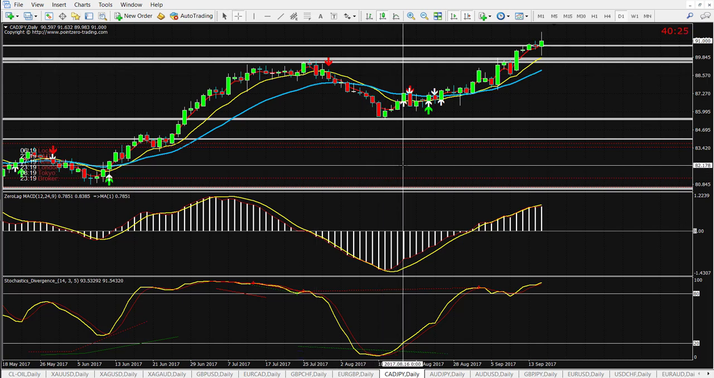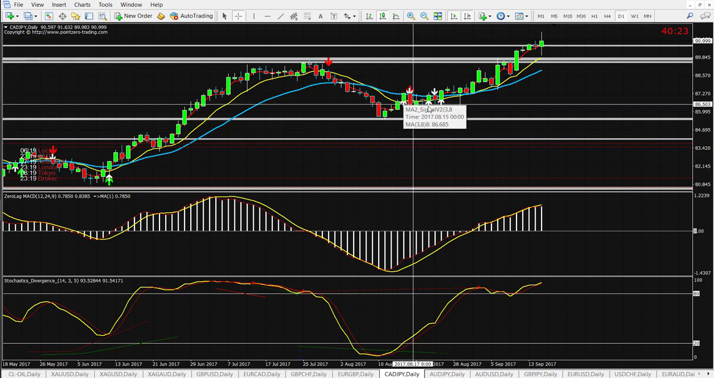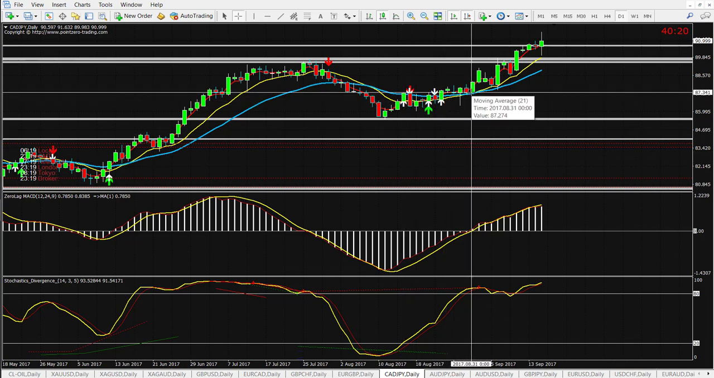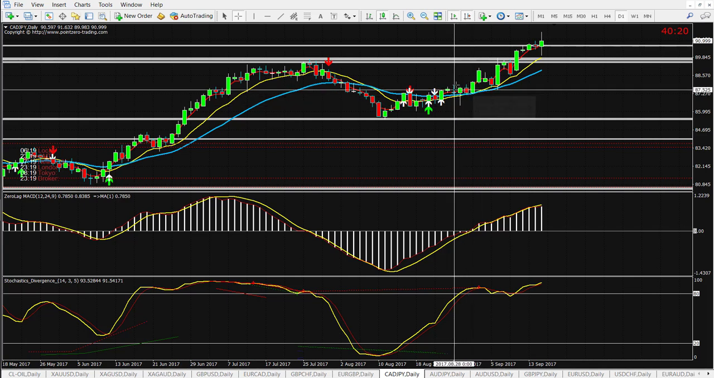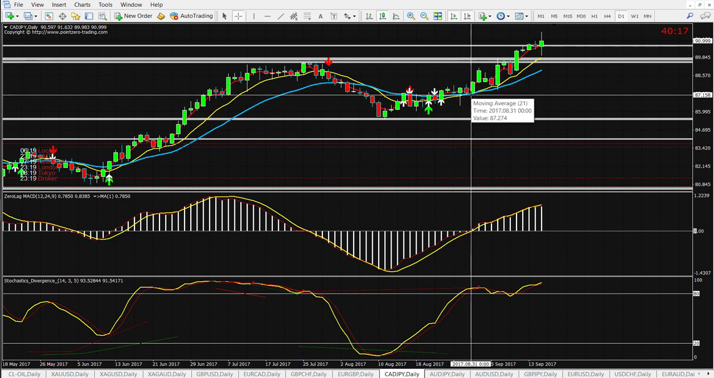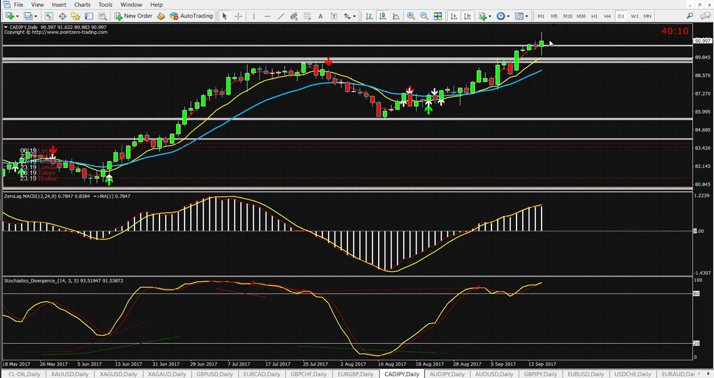Again, when it started down here, you could have your first signal here, your second signal there, and your third when it moved either this pin bar or when the zero lag MACD moved above zero. So this could be a very good trade, 3-4 trades for you, and a very good trend. Still continues on, and it's trying to break this resistance line here.